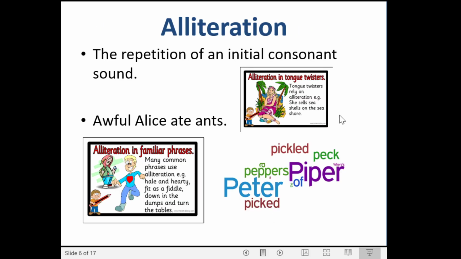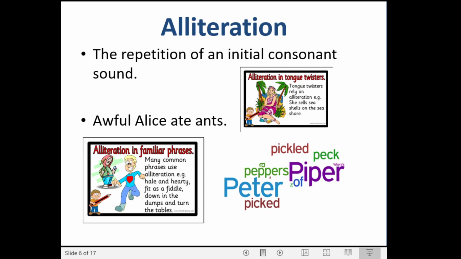Okay? So getting into the details of the types of figurative language, we're going to start with alliteration. Because there are many types of figurative language. The first one we're doing is alliteration. It is the repetition of an initial consonant sound. We all should remember what consonants are. They are all your letters or letter sounds that do not start with a vowel. And your vowels are A, E, I, O, U. Sometimes Y.